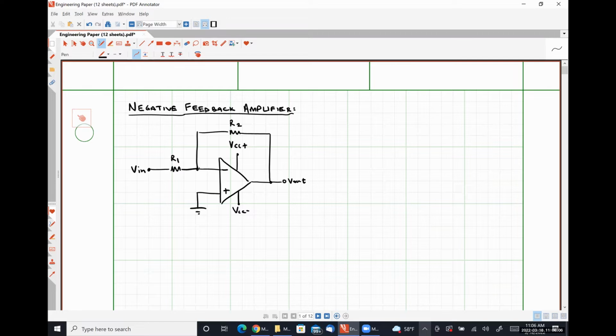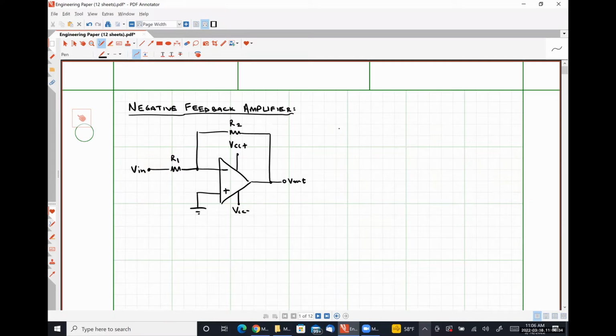But if you recall, the open loop gain of these amplifiers is usually extraordinarily large, on the order of tens to hundreds of thousands, if not higher. In a negative feedback configuration, we get to set the gain of the system by our feedback network, which in this case is these two simple resistors. Okay. So we are going to work this problem numerically.